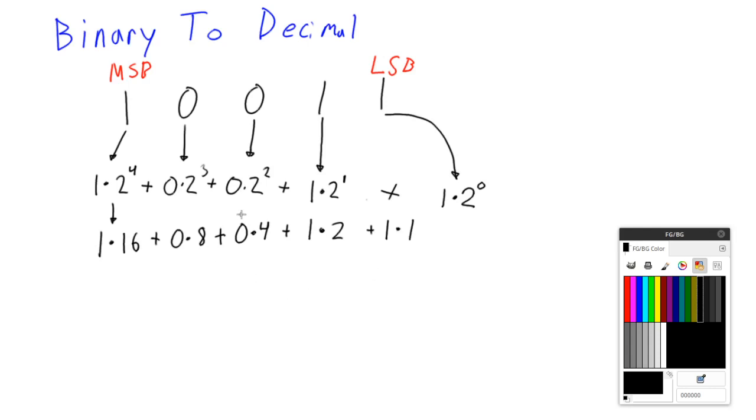And then to bring this down another step, right, I'm just going to carry out the multiplication, and this time I'm not going to include my 0 values here. So that leaves us with 16 plus 2 plus 1. So we've got 16, 17, 18, 19.